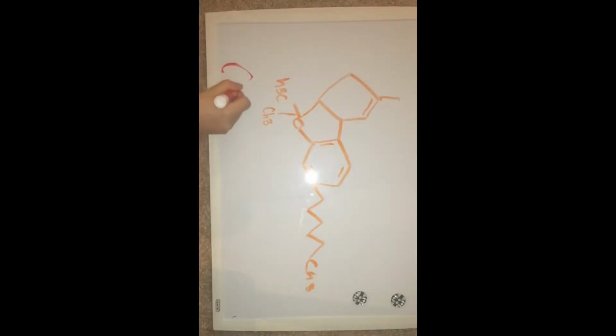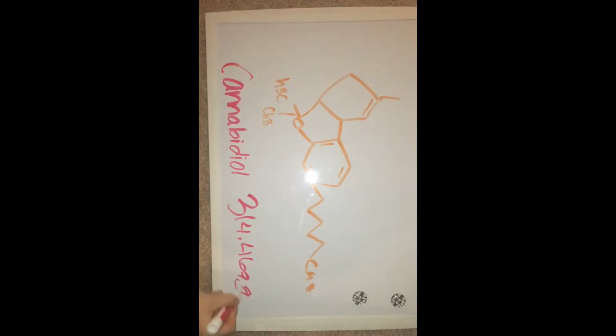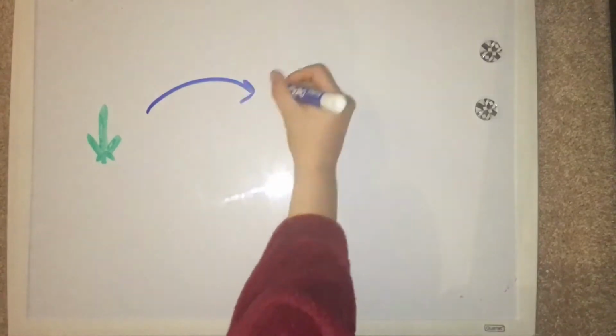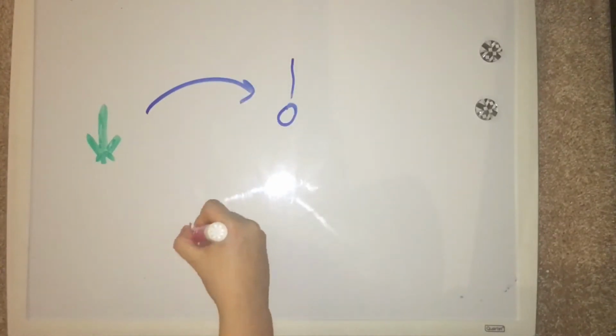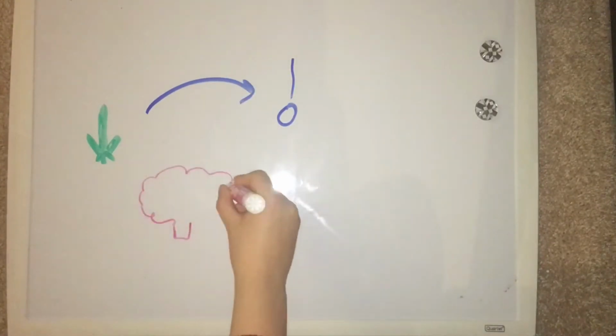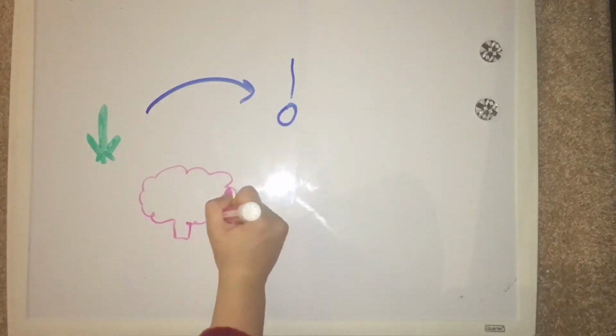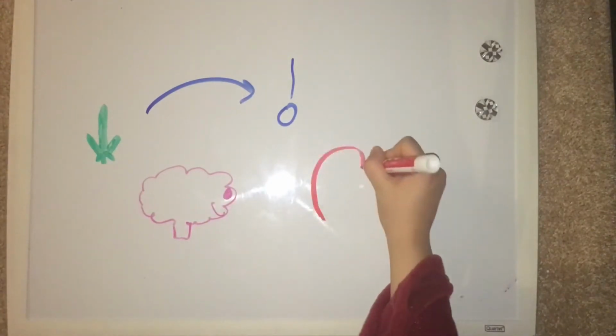C21H30O2. That's 21 carbon, 30 hydrogen, and 2 oxygen. Its chemical name is cannabidiol, and its molecular weight is 314.469 g/mol. The discovery of weed's compounds led to the further discovery of an important neurotransmitter system called the endocannabinoid system that affects brain and body.